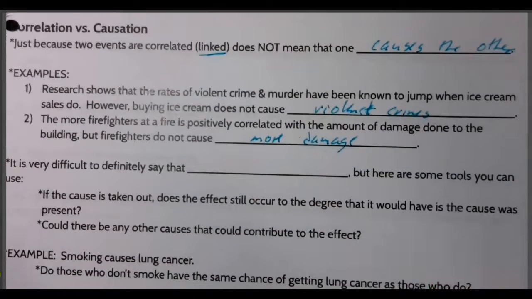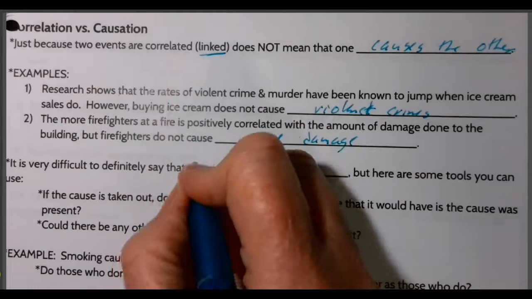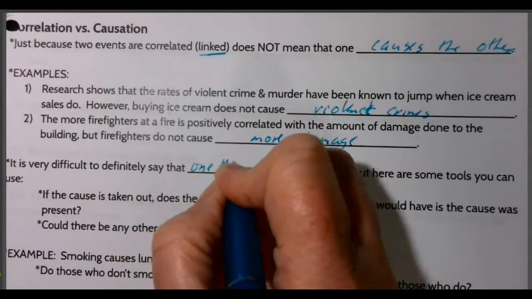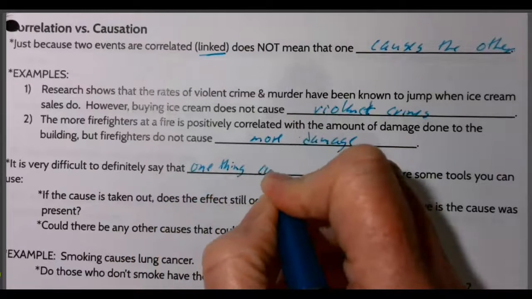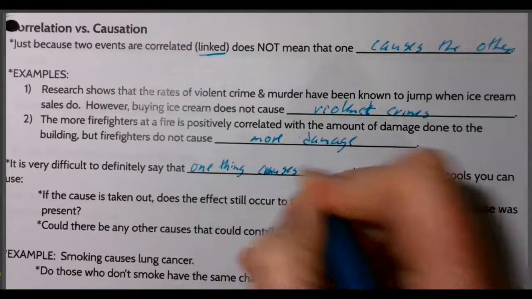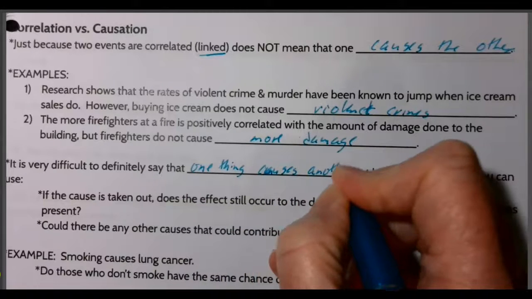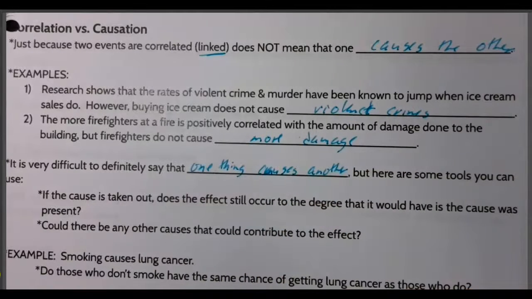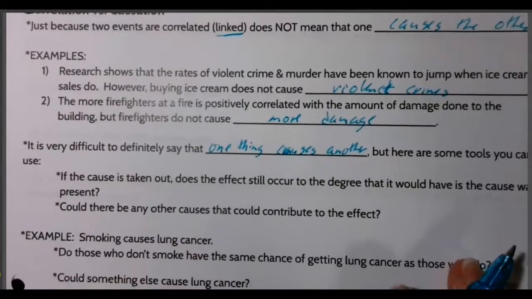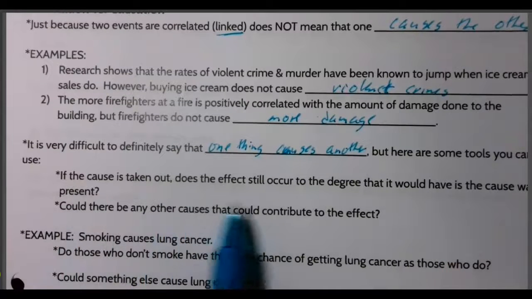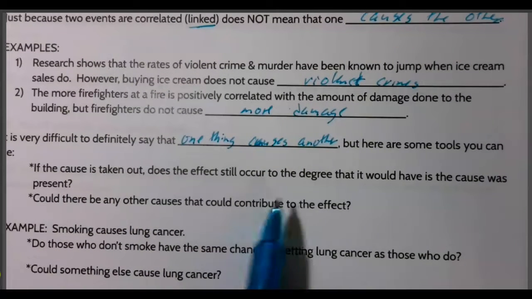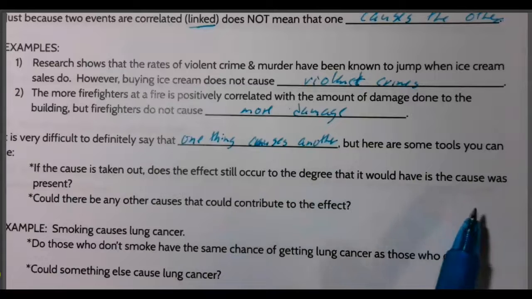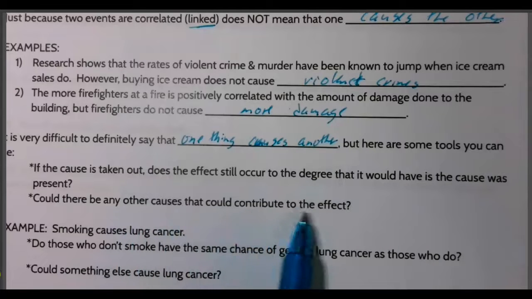It is very difficult to definitely say that one thing causes another. Okay, so it's hard to state if one actually does. But here are some tools you can use. If the cause is taken out, does the effect still occur to the degree that it would have if the cause was present? Could there be any causes that could contribute to the effect?